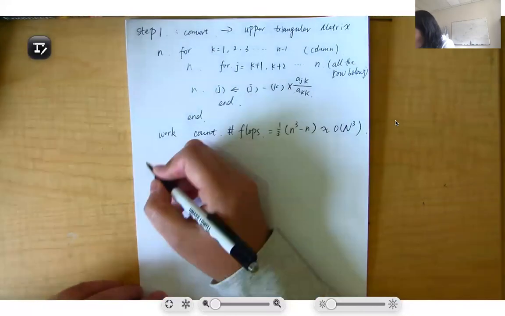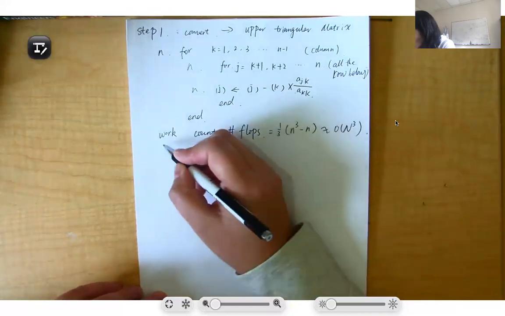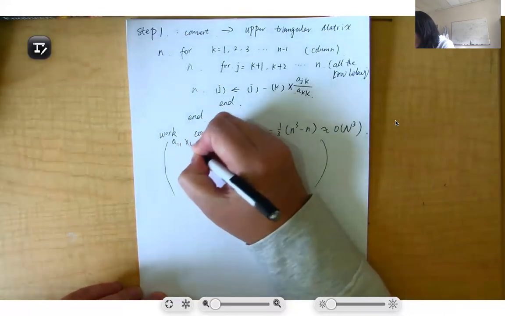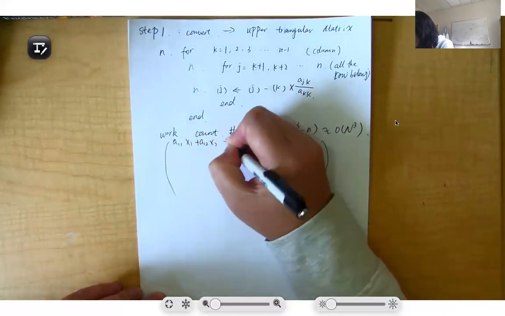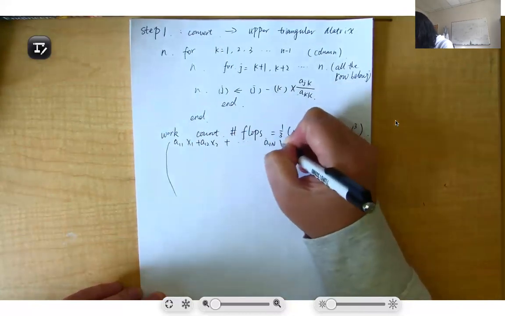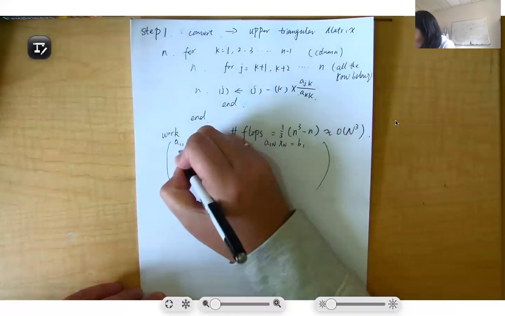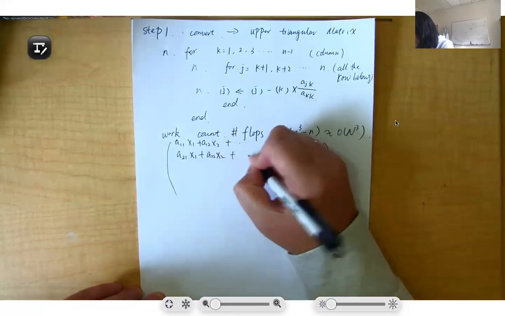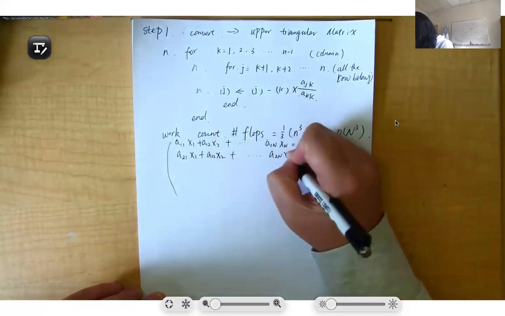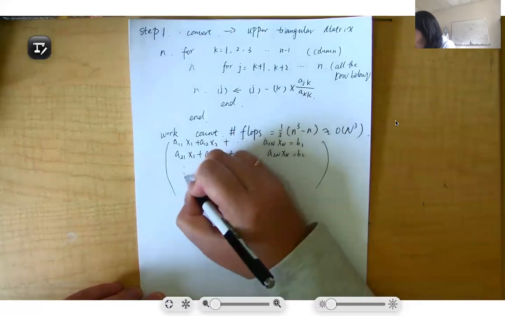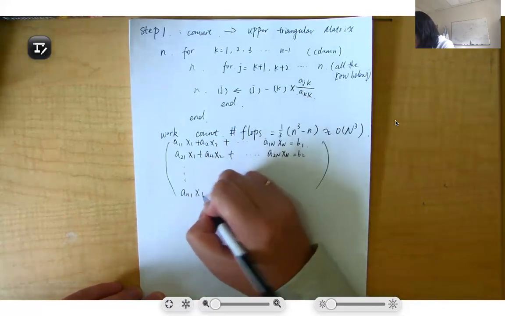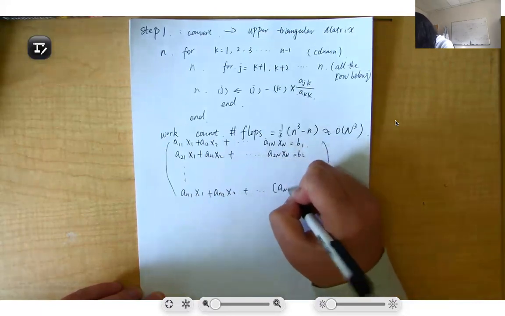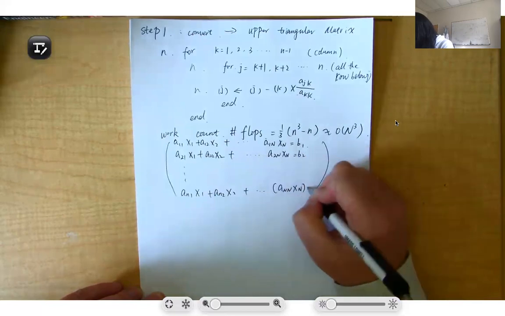Then the second step, so let's write this. What we have is A11 x1 plus A12 x2 plus dot dot dot A1n xn equals B1, A21 x1 plus A22 x2 plus dot dot dot A2n xn equals B2, then down to An1 x1 plus An2 x2 plus dot dot dot Ann xn equals bn.